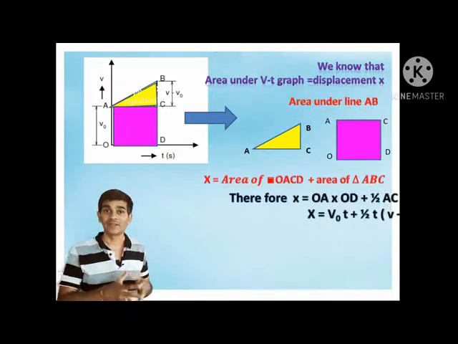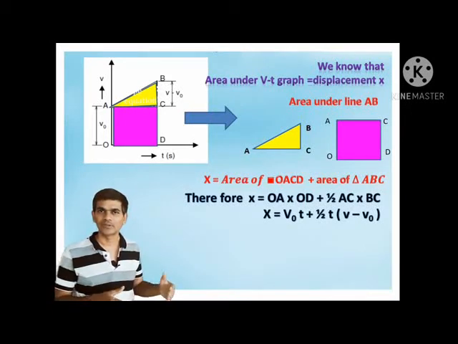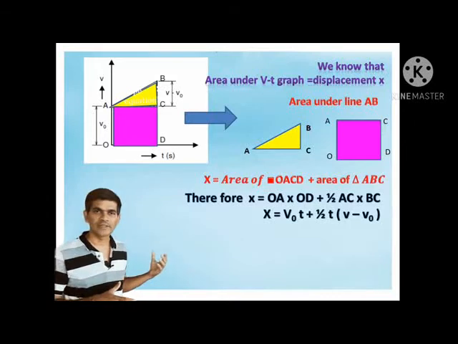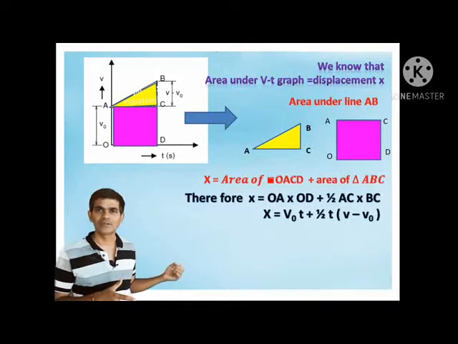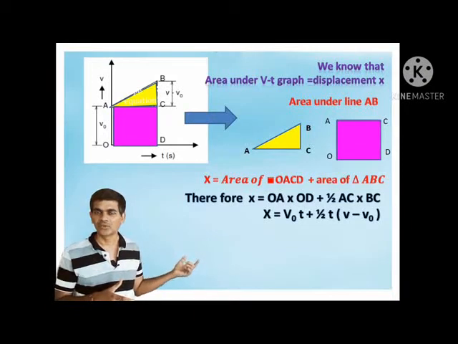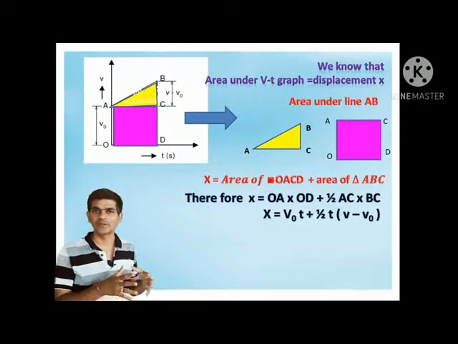We know how to find the area of a rectangle: length into breadth. Similarly, OA into OD gives the area of the rectangle, plus the area of the triangle, which is half into base into height, here half into base AC into height BC. Then AC is equal to OD, so we get the next step. The displacement x is equal to OA, that is v0, into OD, that is t, plus half into AC, which is OD, that is t, into BC, that is v minus v0. That is the equation we got.